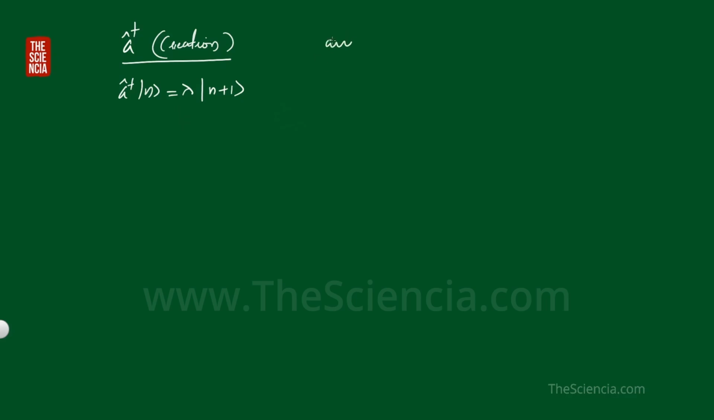And if the annihilation operator, that is a cap, is operating on n, then what will happen? We will get an eigenvalue and the n value will be reduced to n minus 1. That is, the state is annihilated to its lower energy state. So if we draw a diagram, you will get a clearer idea.